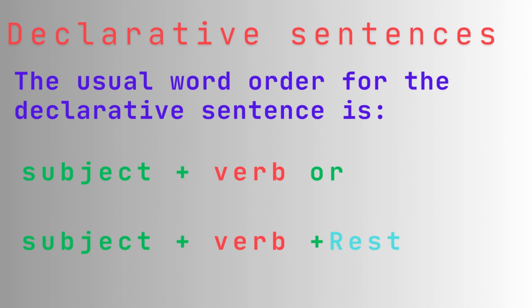Declarative sentences. Declarative sentences make a statement. They tell us something, they give us information, and they normally end with a full stop. The usual word order for the declarative sentence is subject plus verb or subject plus verb plus rest. Declarative sentences can be positive or negative.